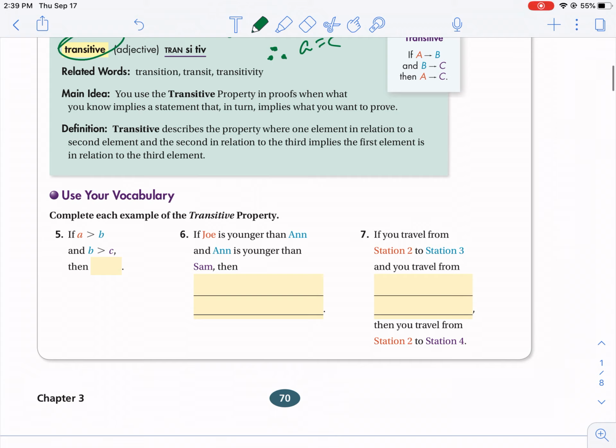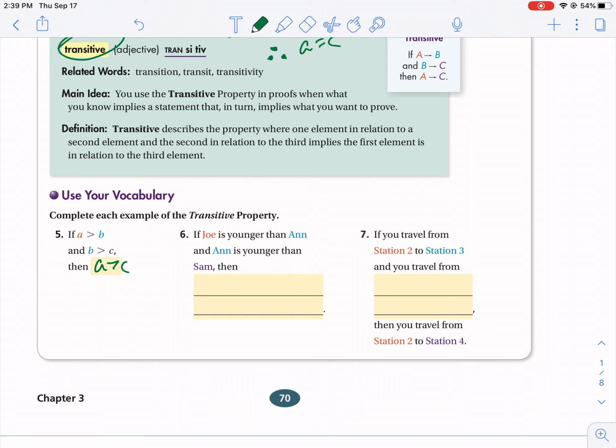Let's work on our transitive property here. What if I told you that A is greater than B? And you told me, well, that's funny because B is greater than C. What could I conclude? A is greater than B. B is greater than C. I must be able to conclude that A is also greater than C.